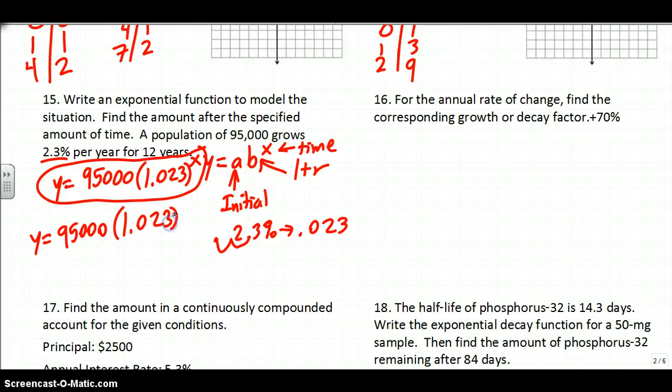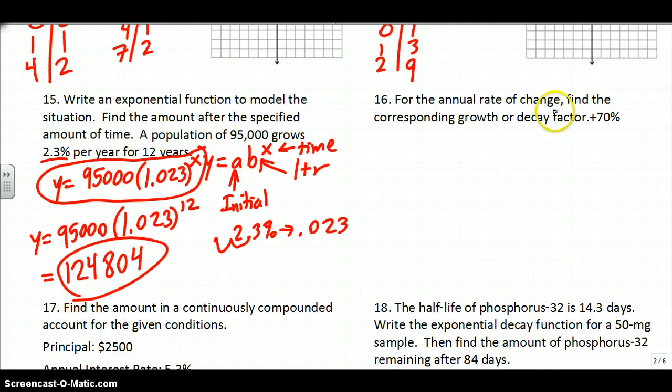So you go to your handy-dandy calculator, and you take 1.023 to the 12th power and multiply that by 95,000. And if you do things correctly, you should get 124,804.777, but I can't have 0.777 of a person, so there is no rounding up here. It's just 124,804. All right.